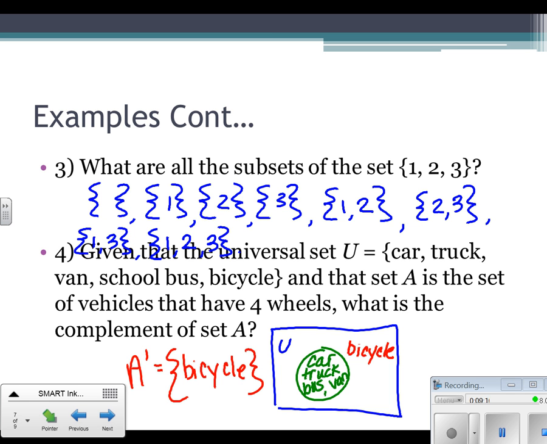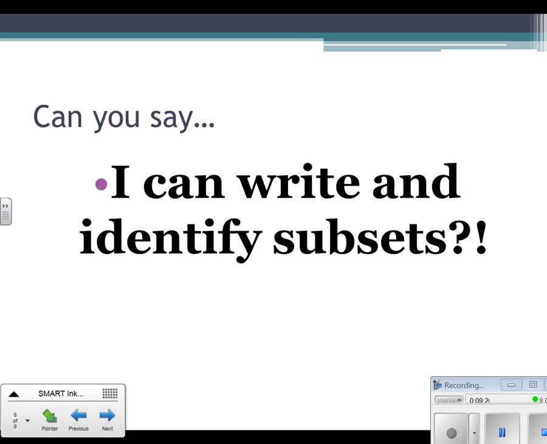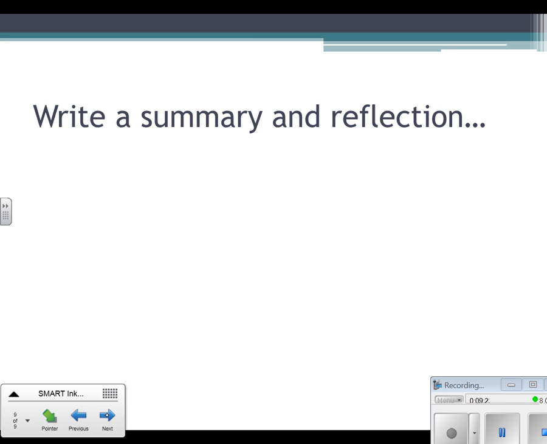In roster form. Can you say I can write and identify subsets? Write a summary and reflection and be prepared for the work time in class.